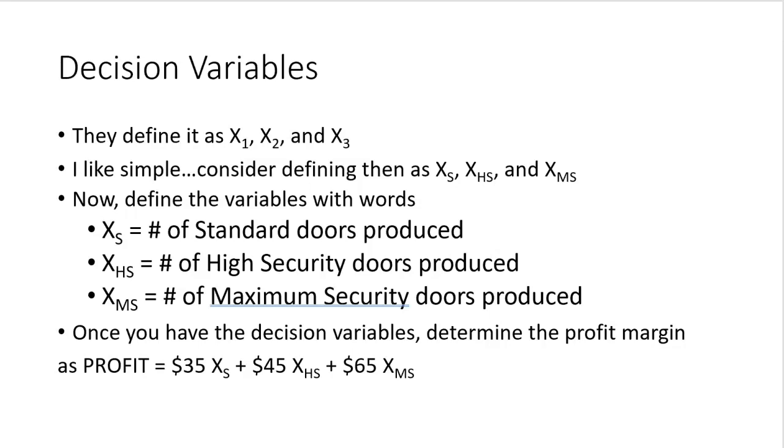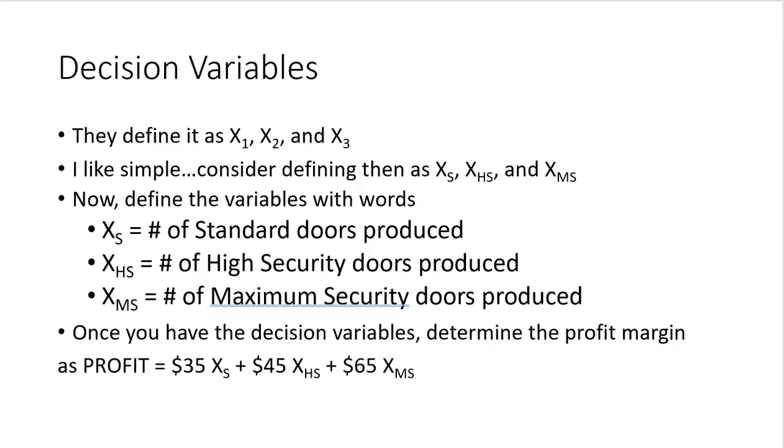To me, I like to keep it simple. I need to know my number of doors X of standard, doors X of high security, and doors X of maximum security. That's the way I like to write it. So these are your decision variables. I've defined these decision variables as XS, XHS, and XMS, as you see there. And these represent the doors that we're going to make.